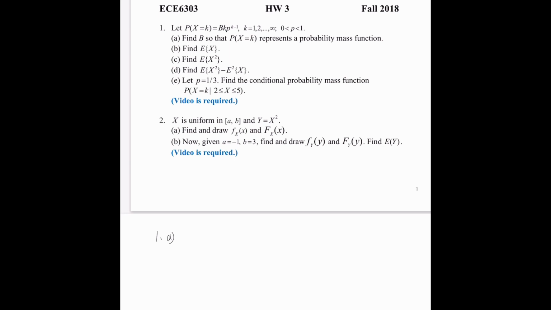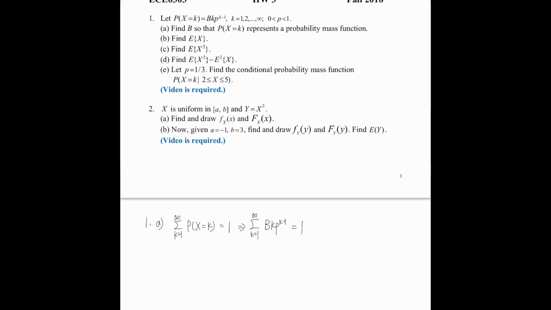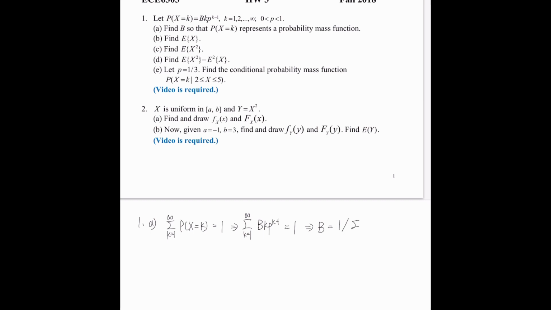If the probability of X equals k is a probability mass function, the sum from k equals 1 to infinity of the probability of X equals k should be 1. So the sum from k equals 1 to infinity of b k p to the k minus 1 power equals 1. So b equals 1 over the sum from k equals 1 to infinity.